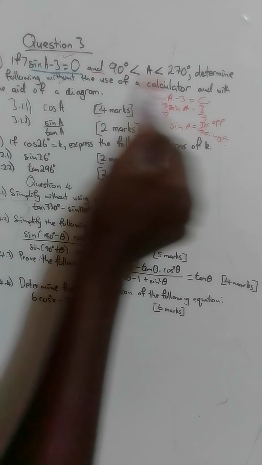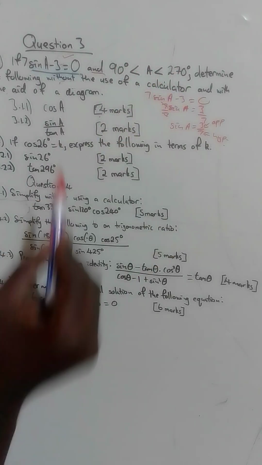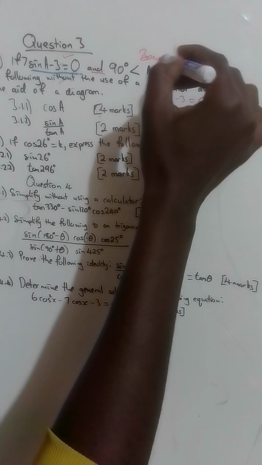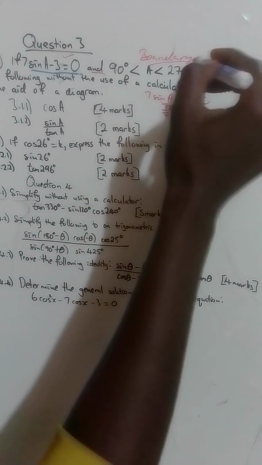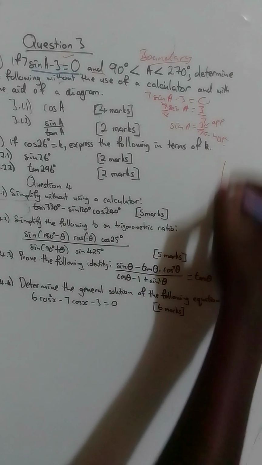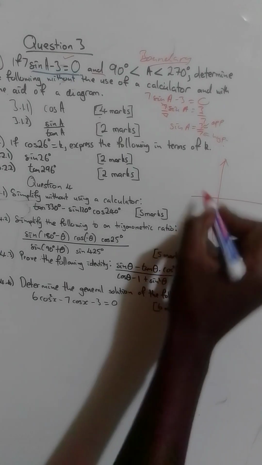The conjunction "and" introduces 90 degrees is less than A and A is less than 270 degrees. This is what we call the boundary. Now, this boundary is telling us which quadrants we are supposed to work from, right? So if we come here and we draw, what do we call this? A Cartesian plane.